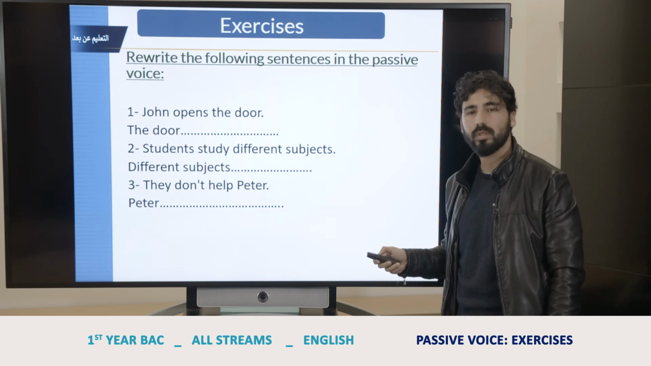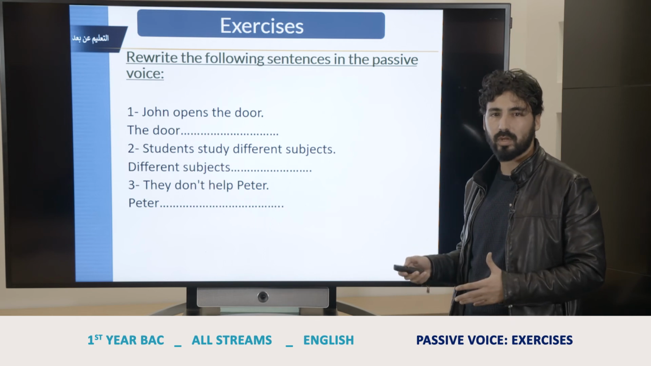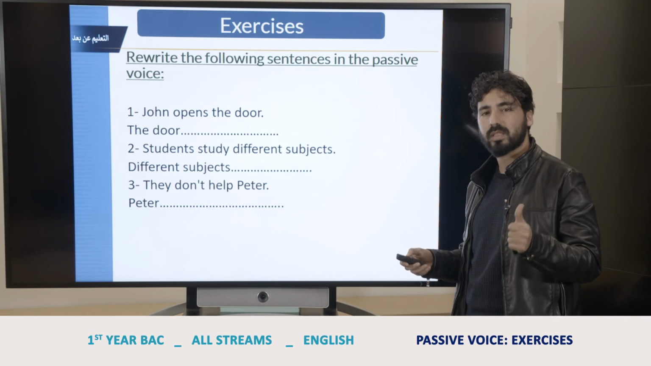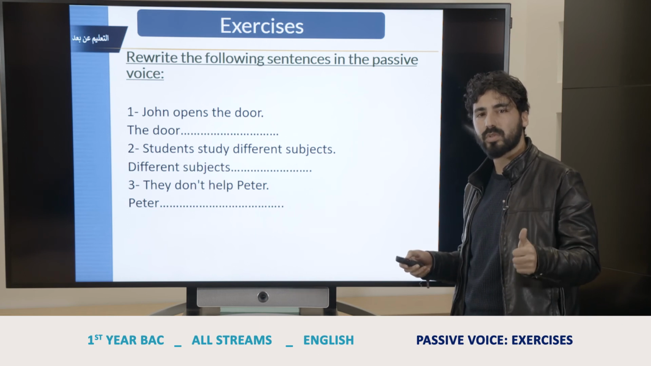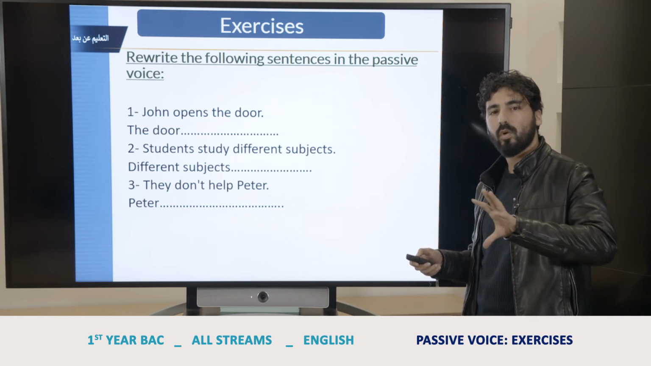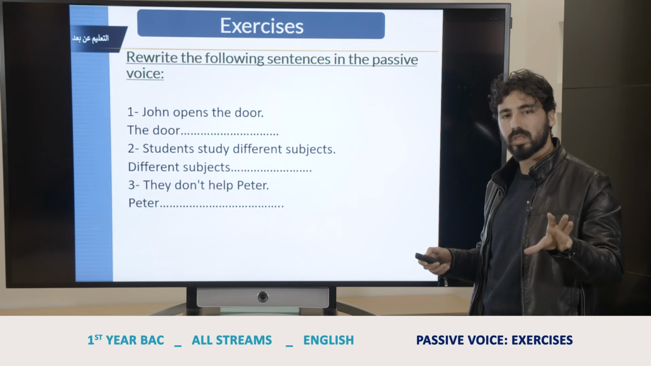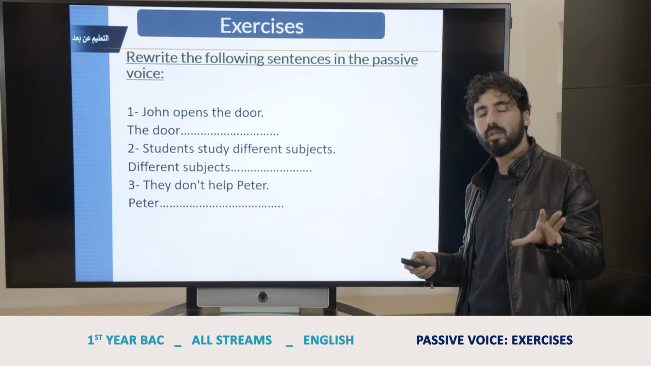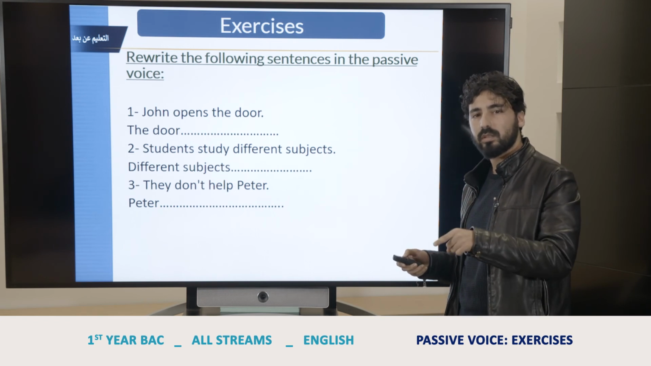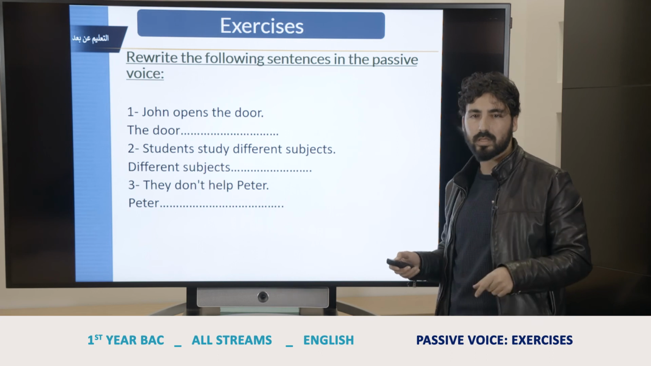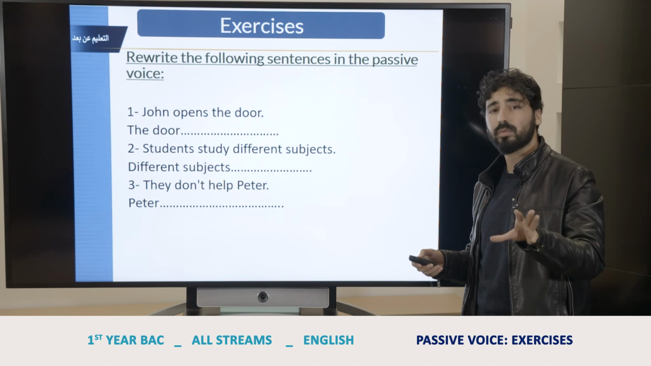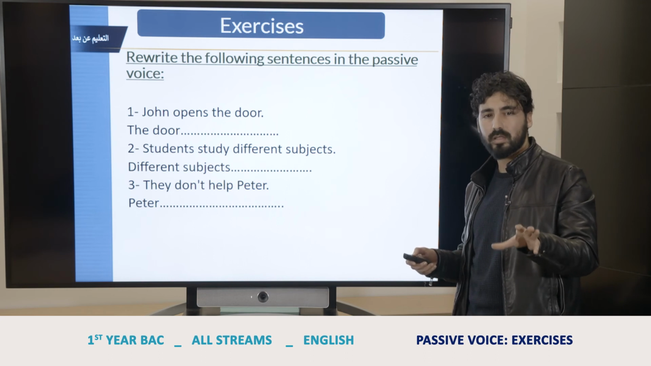But before, we need to know that when we want to form the passive voice, we should bear in mind the structure of the sentence, which means the subject, the verb, and the object. Because in the passive voice, we need to know the object with which we start. So normally, in the rule, we start with the object plus verb to be plus the main verb in the past participle plus by plus subject. But let's bear in mind that verb to be follows the tense of the active sentence.